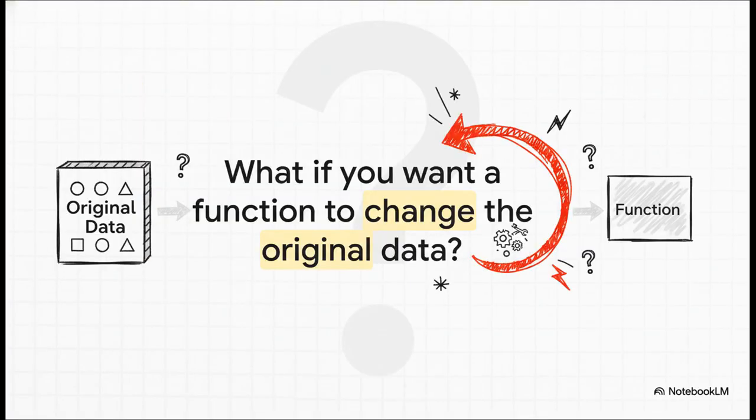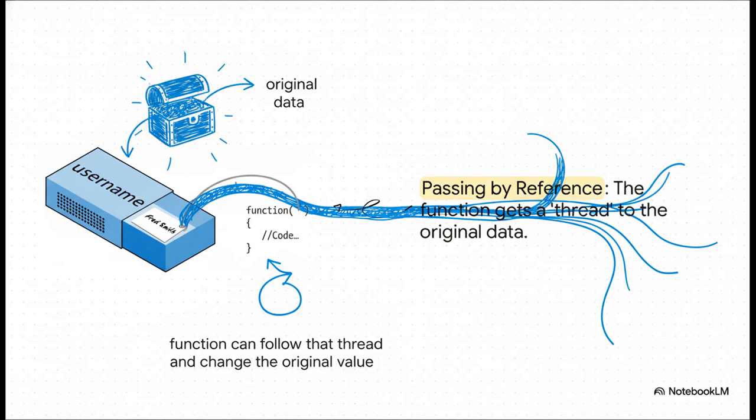All right, now things get a little more interesting. Usually when you give data to a function, you're only giving it a copy. The original thing you passed in stays exactly the same. But what if you actually want the function to reach back and change the original data directly? Well, this idea is called passing by reference, and the source material has this really great metaphor for it.